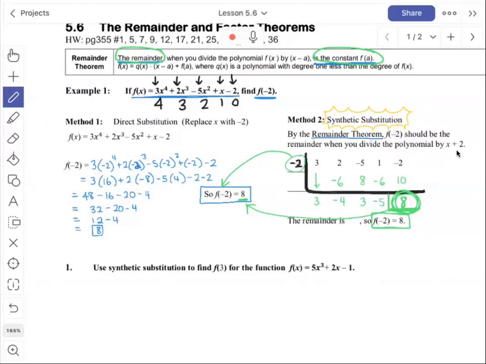It's just saying that when you have a function and you substitute it, the answer you get will be exactly the same as the remainder when you do division. The remainder, that number will always be equal to the number when you actually substitute. Does that clarify, Mateo? Yeah? Okay. So those numbers will be equal.